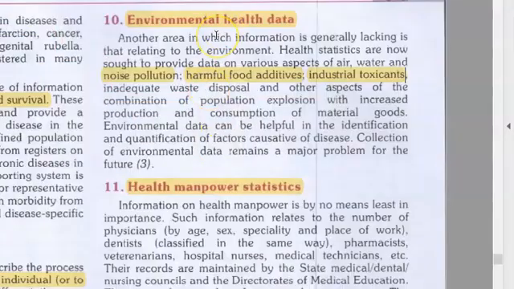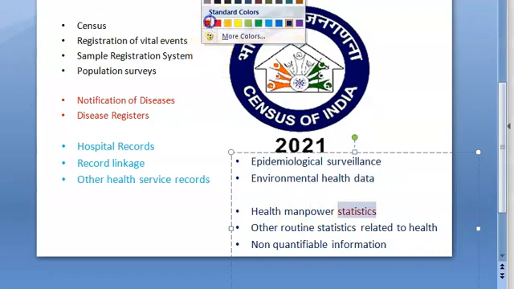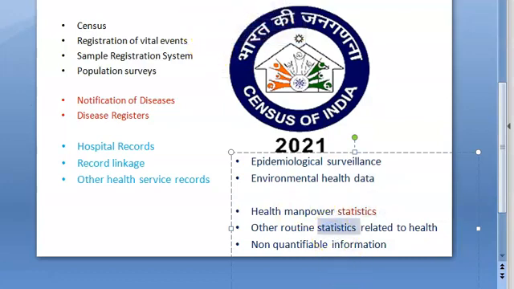So environmental data, this is a source, we're talking about sources. Environmental health data: noise, pollution, harmful food additives, industrial toxicants, air pollution, water pollution, all that you remember, okay? And whenever they say environment, remember all that. Well, let's look at these two. They have the word statistics in them. So let us see if we can link these two and understand.